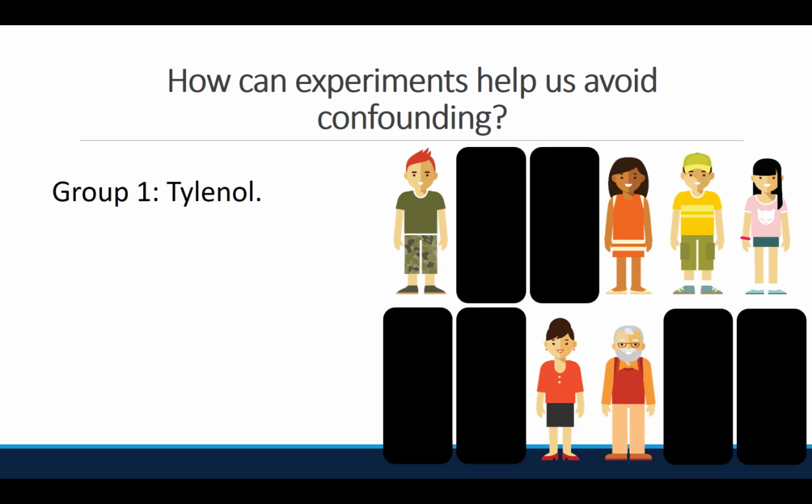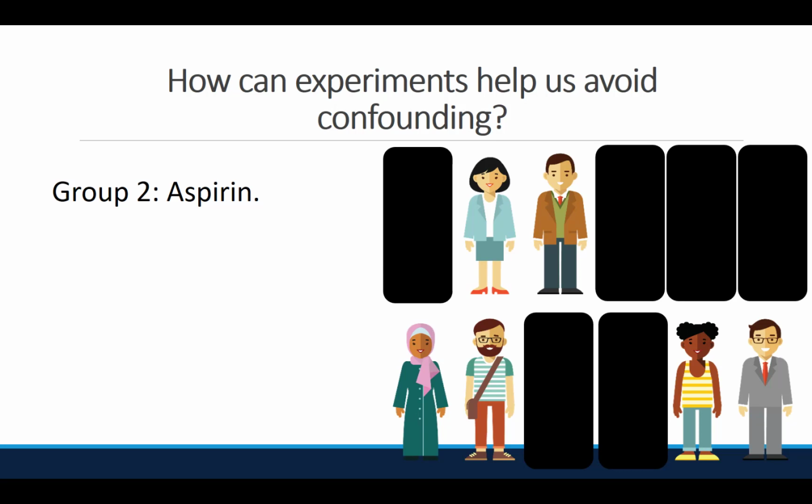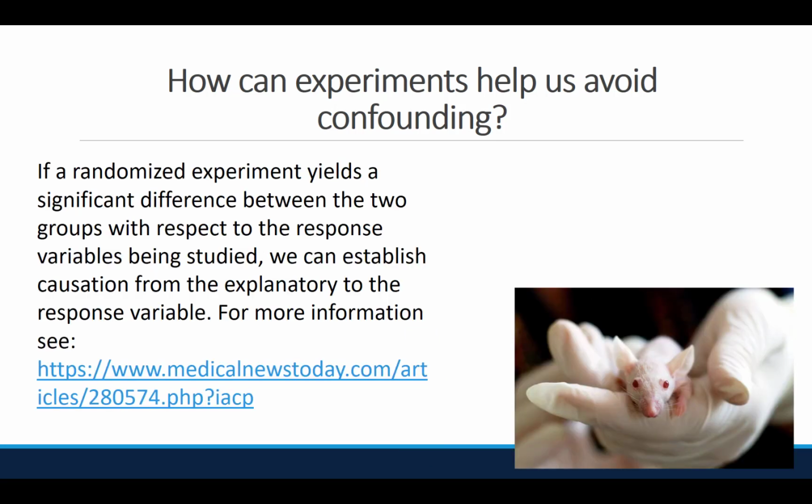Suppose a random number generator tells me that subjects 1, 4, 5, 6, 9, and 10 should be in group 1, resulting in the following groups. Group 1 would consist of these subjects, and group 2 would consist of these. All the subjects in group 1 will receive Tylenol, and the subjects in group 2 will receive aspirin. If a randomized experiment yields a significant difference between the two groups with respect to the response variables being studied, we can establish causation from the explanatory to the response variable.